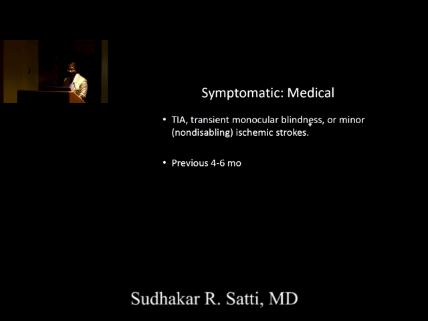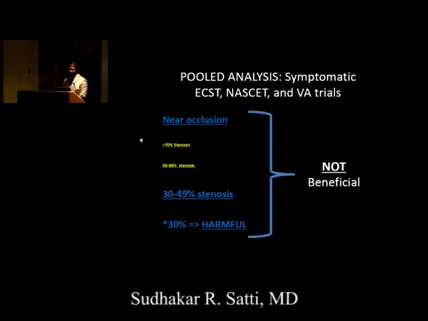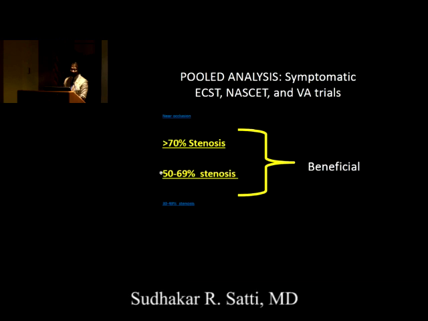So what are symptomatic patients? TIA, transient monocular blindness in the referable carotid, minor non-disabling strokes in the previous 4 to 6 months. If you look at these pooled analyses of a variety of different trials that looked at symptomatic disease, I tried to highlight that if you have near occlusion, or stenosis less than 50%, there's no benefit of doing anything surgical. If you have stenosis of less than 30% and they have ipsilateral symptoms, you may actually be harming patients. So the degree of stenosis directly tells us the risk of the procedure and the benefit.